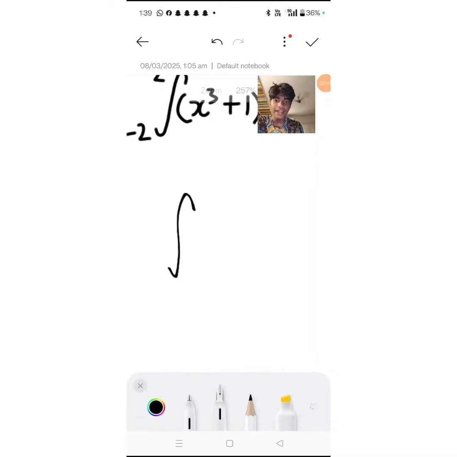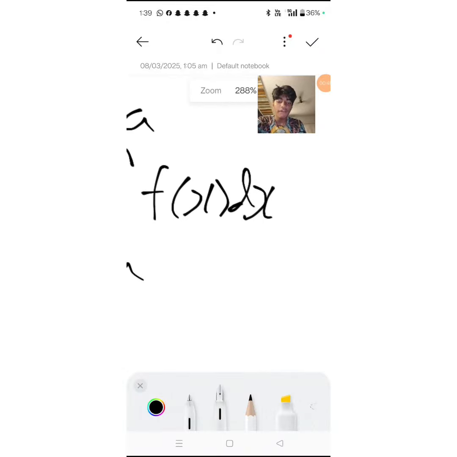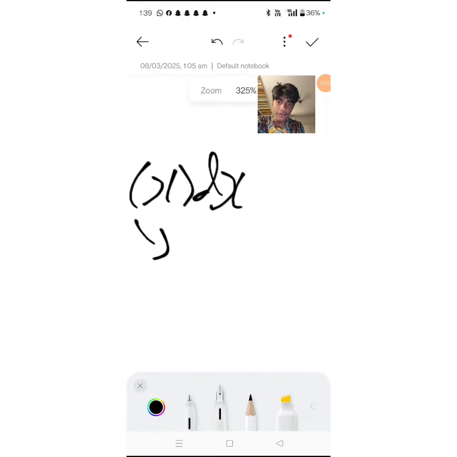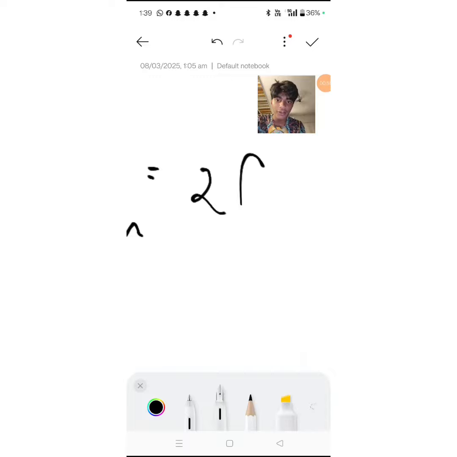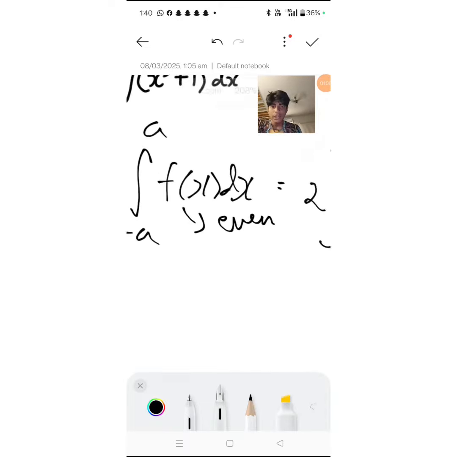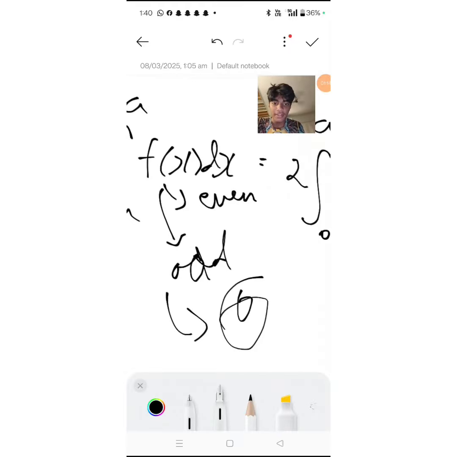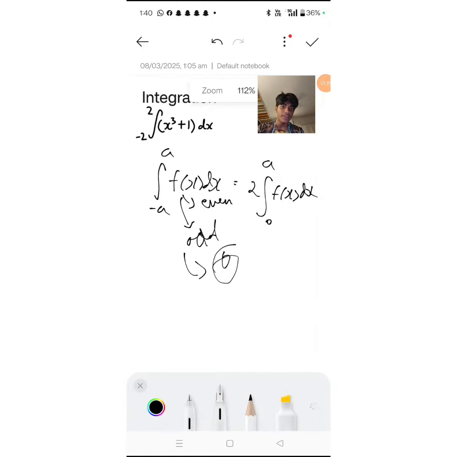Whenever you have the integral of a certain function, and the limits always go from negative a to a, we have to check if the function is odd or even. In case this function is even, it would just be twice the integral from 0 to a of the function. But in case it is odd, then this entire integral would just be 0. So this is a very useful trick you can use in solving any integrals.